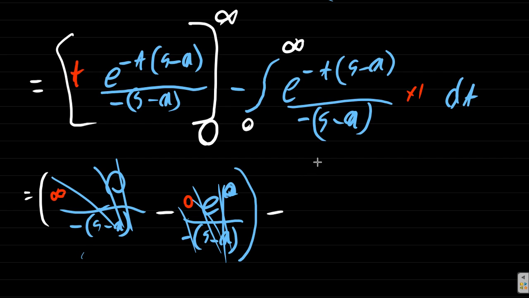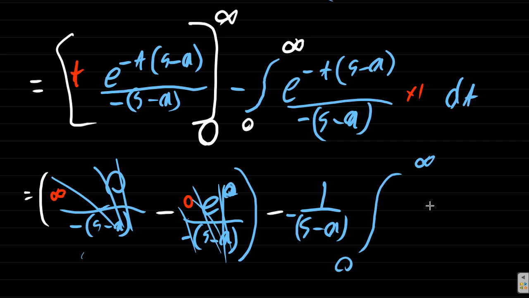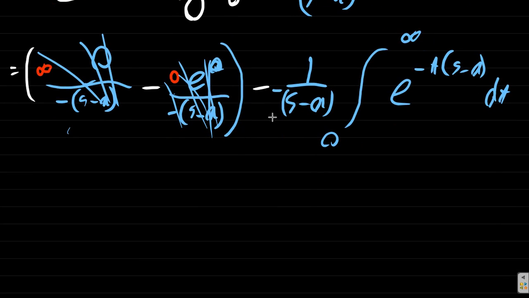Now here, you see this one now? You see the negative s minus a is a constant. So we can take it outside of the integral sign. So you have minus 1 over negative s minus a times the integral from 0 to infinity of e to the negative t s minus a dt. See that? Now, negative is a positive. So it becomes 1 over s minus a.